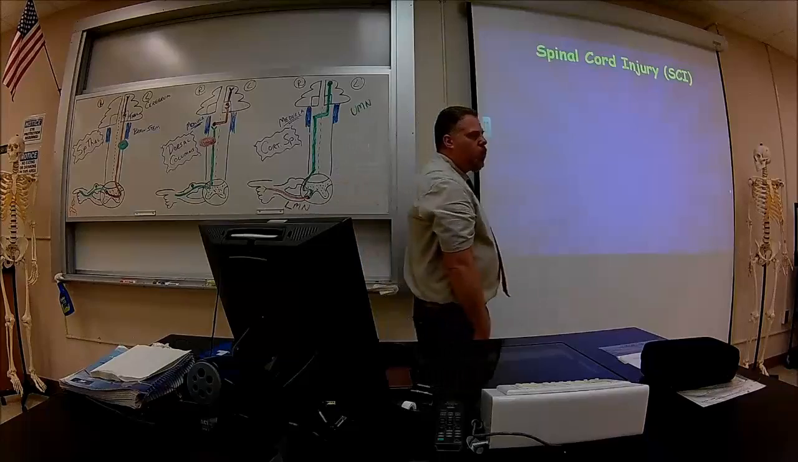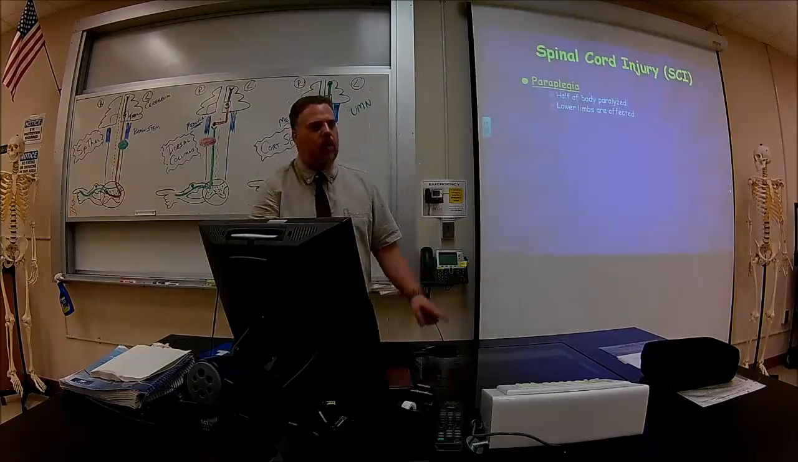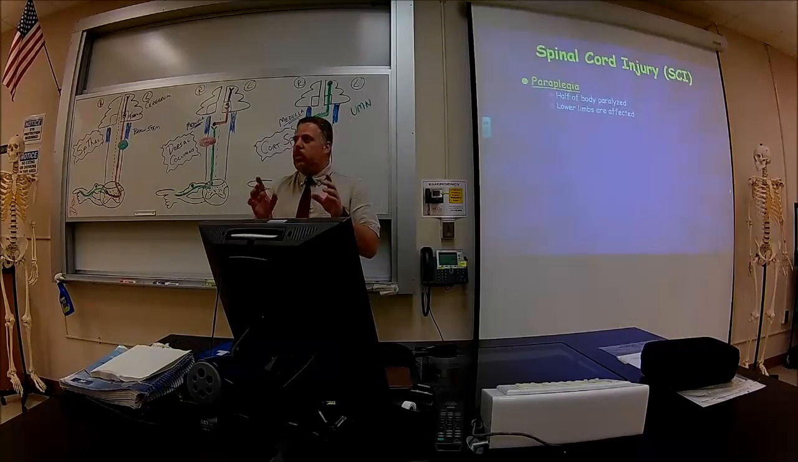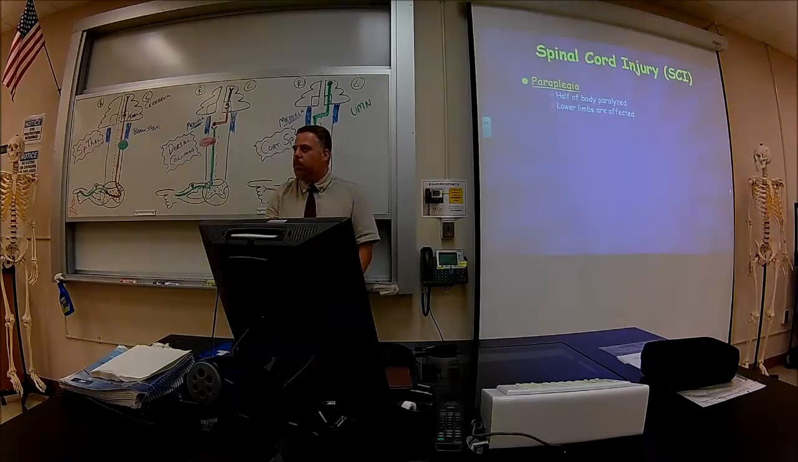Spinal cord injuries. Paraplegia is half the body's paralyzed. Now, don't get this confused. Paraplegia. Is that the upper half and lower half, or is that the right side and left side? You see the difference? When you say half the body, what does that mean? Paraplegia means that the lower limbs are affected. So it's upper and lower. Okay?